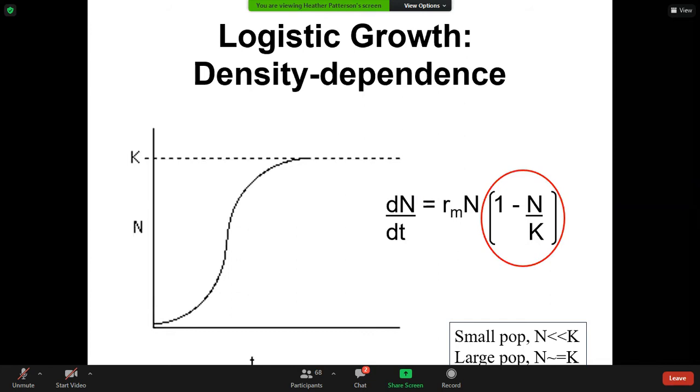But now if we consider a population at the carrying capacity, that means that our N value here is almost equal to K. So if N is almost equal to K, then N over K is almost equal to 1. And so this value then becomes almost 0, or 0 exactly. Because it's multiplied by our Rm times N, this means that at carrying capacity, population growth is 0.